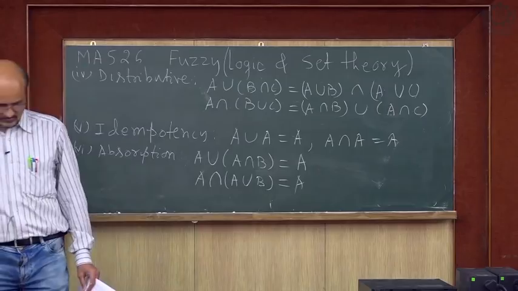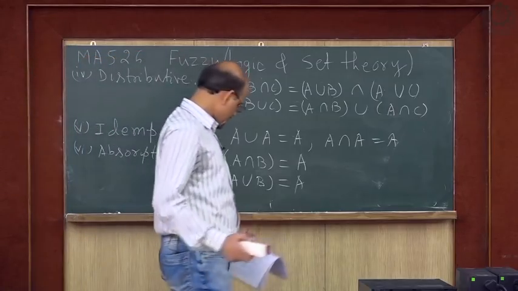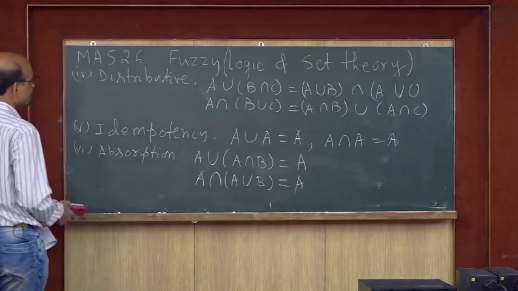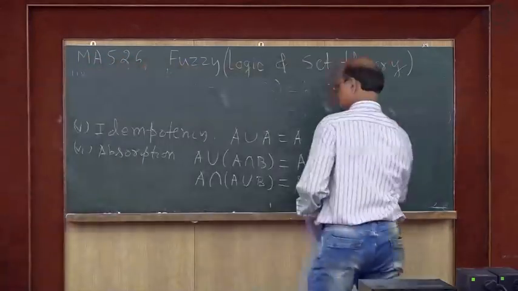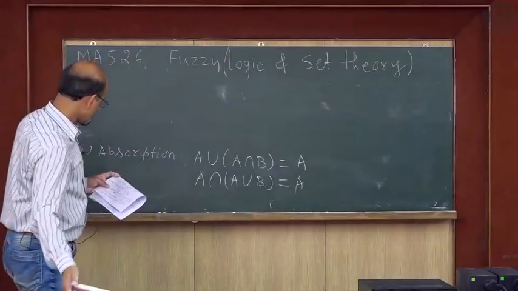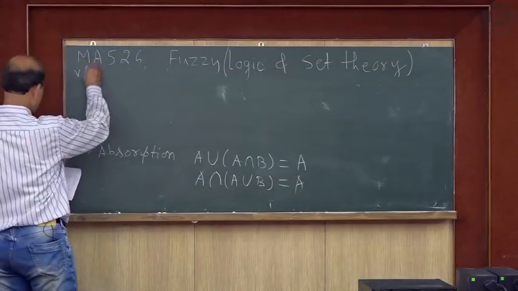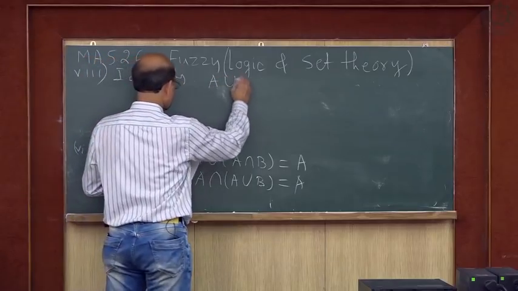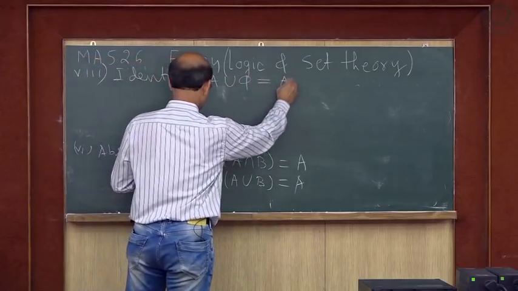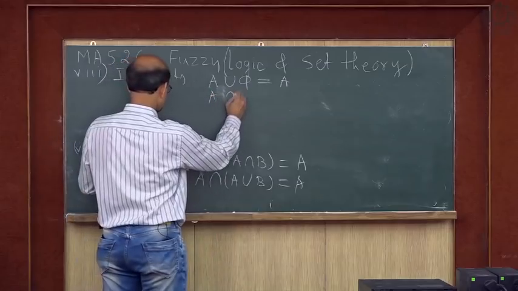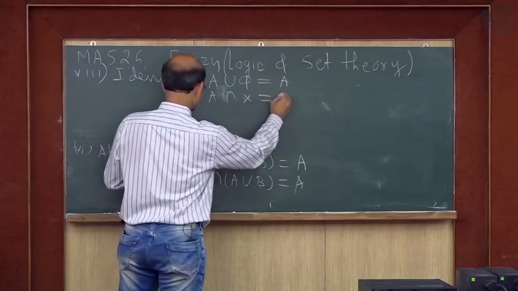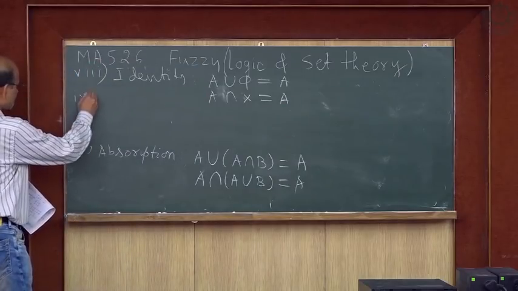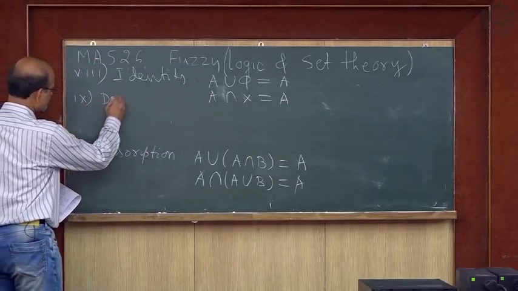Okay? Now we have 4 more properties. So, can I erase? Identity, that is A union null set is equal to A and A intersection X, the universal set, is A. Now, the important one, that is called De Morgan's law.